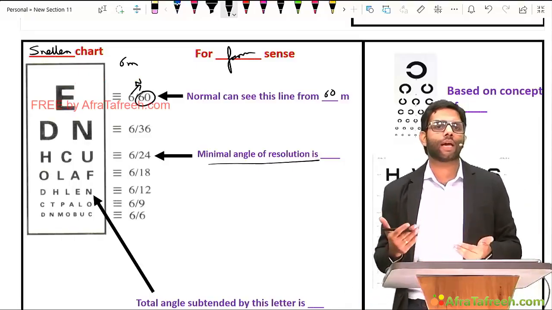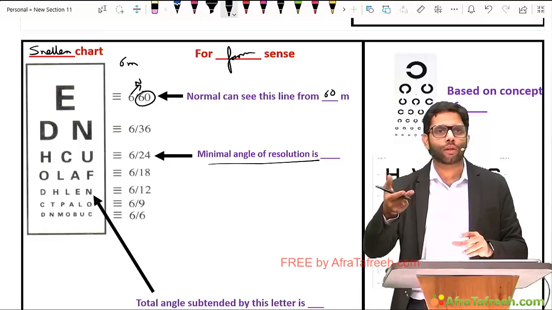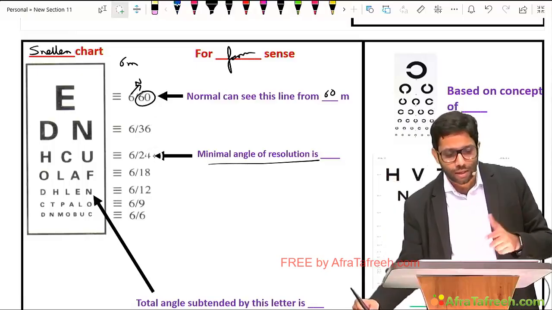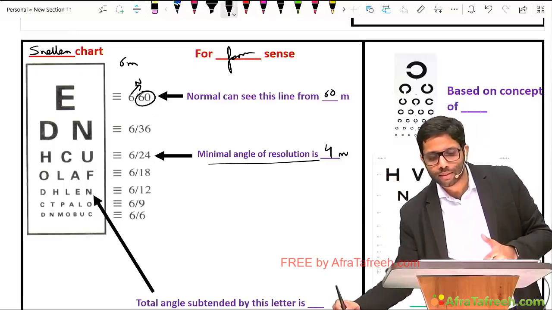How to calculate the MAR? Just reverse the visual acuity. 6 by 60 reversed is 10 minutes. 6 by 36 is 6 minutes. 6 by 24 is 4 minutes at the eye.